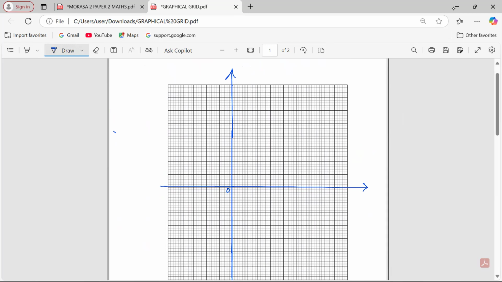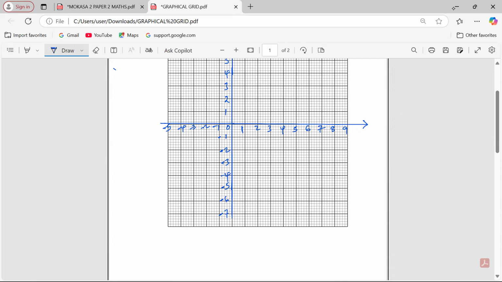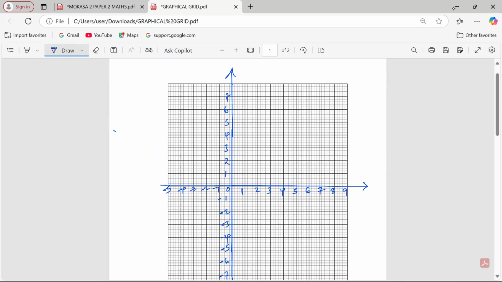This is 0, then 1, 2, 3, 4, 5, 6, 7, 8, 9, that way. Then 1, 2, 3, 4, 5, 6, 7 on the other axis, -1, -2, -3, -4, -5, -6, -7, -8, that way. So we have the Cartesian plane well labeled.